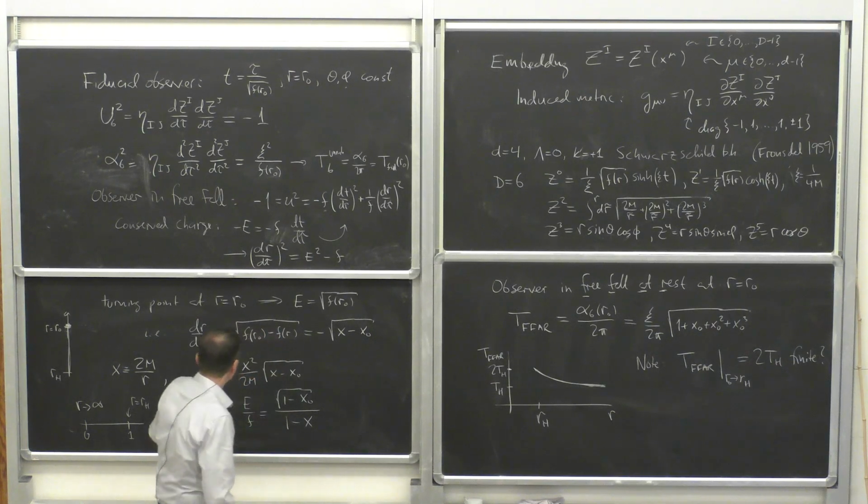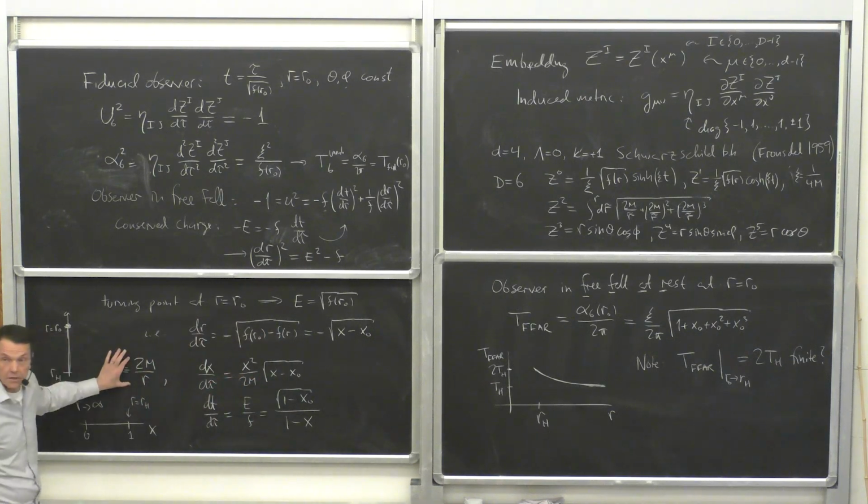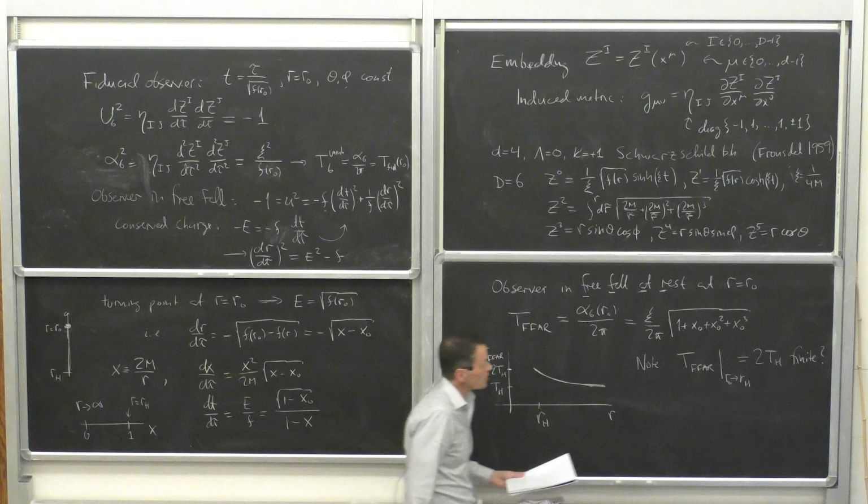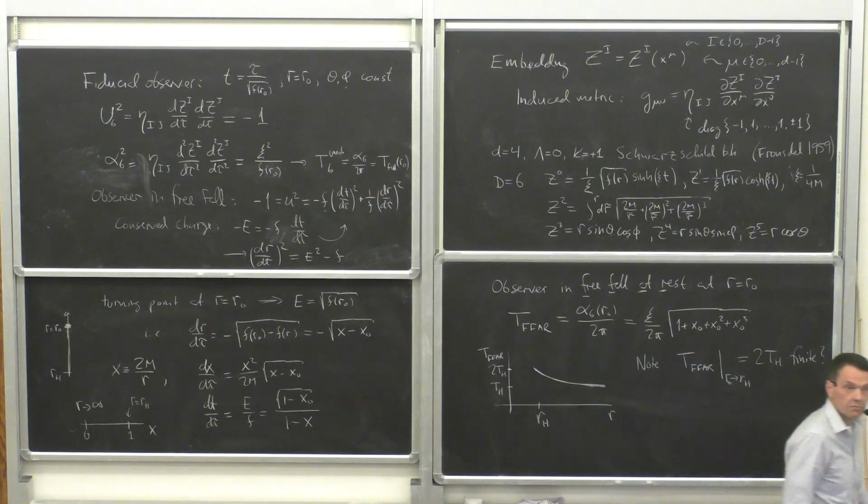Yes, 2m over r. So it's RH over r more generally. Okay. Yes. So this was the Schwarzschild case, but now let's think about AdS Schwarzschild, where the Hawking temperature can be quite high.